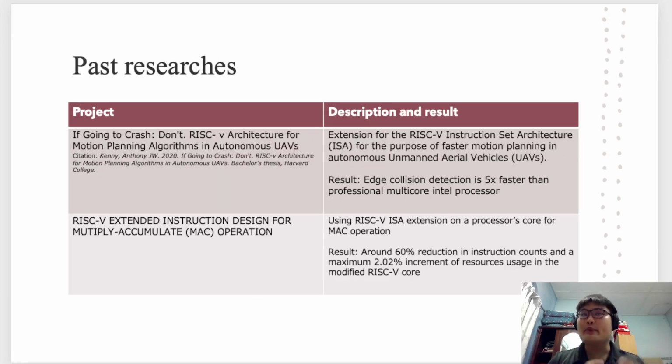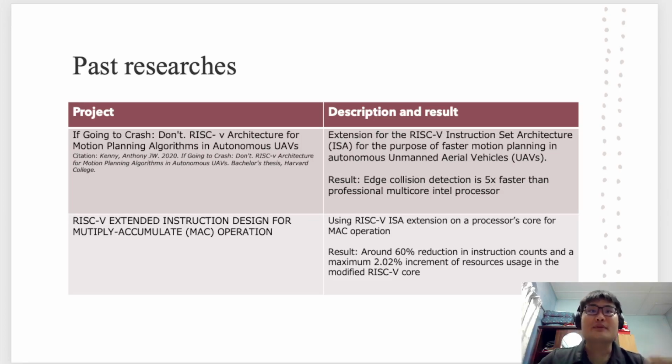Now, this has been backed up by some past research regarding RISC-V extensions. In a project entitled "Going to Crash Down a RISC-V Architecture for Motion Planning Algorithms in Autonomous UAVs," the extension of the RISC-V instruction architecture for the purpose of faster motion planning in autonomous unmanned aerial vehicles resulted in collision detection about 5 times faster than a professional multi-core Intel processor.